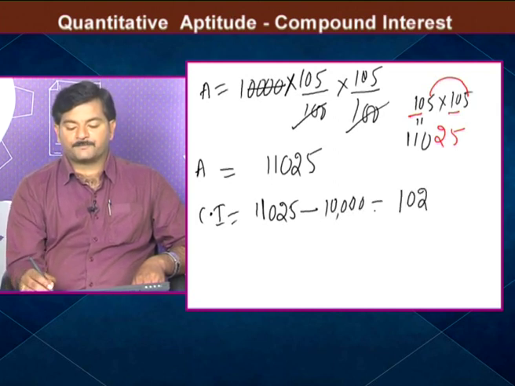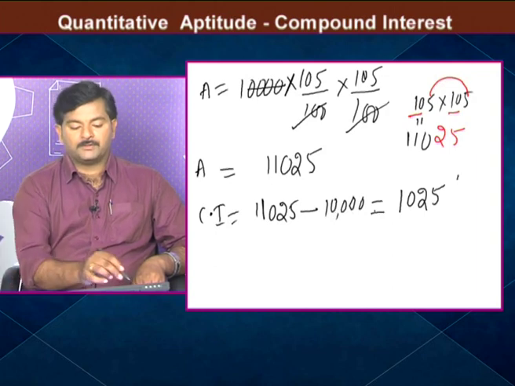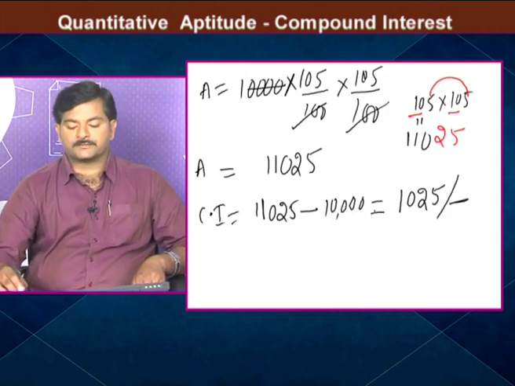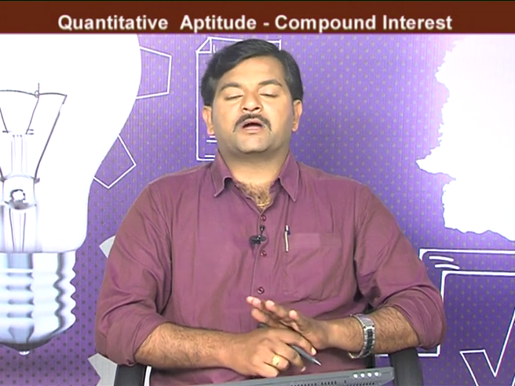1,025 rupees. I hope you understood. This is our final answer. In these two questions, the concept is very clear. Remember, in the previous question and in this question, the concepts are almost the same. Interest is being compounded quarterly. That's why the rate of interest should also be quarterly. If the yearly rate of interest is 20%, then the quarterly rate of interest is obviously 5%.